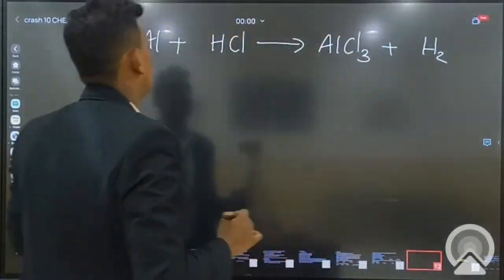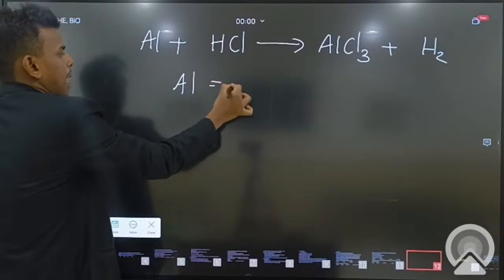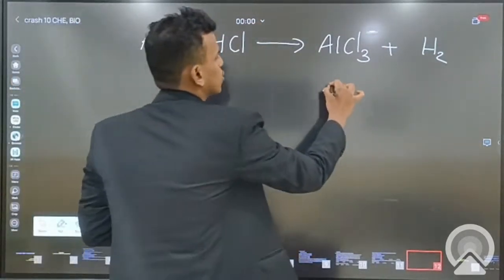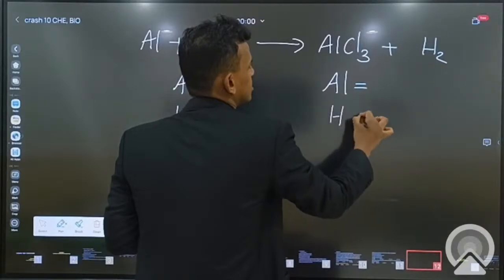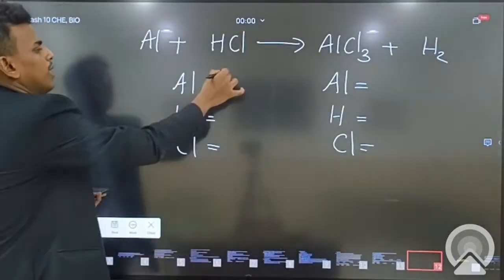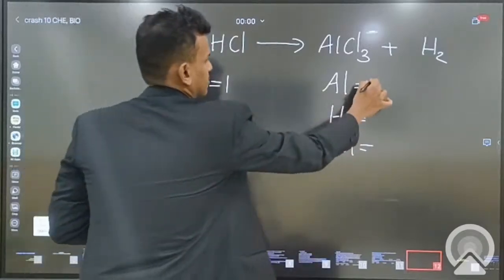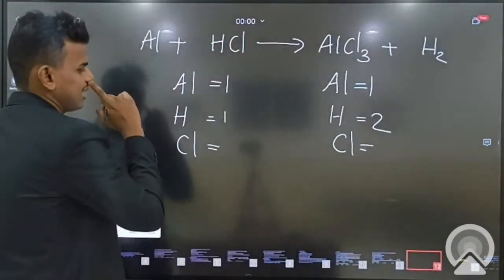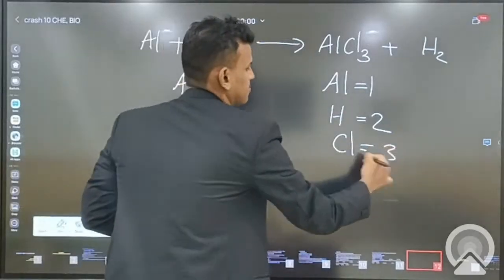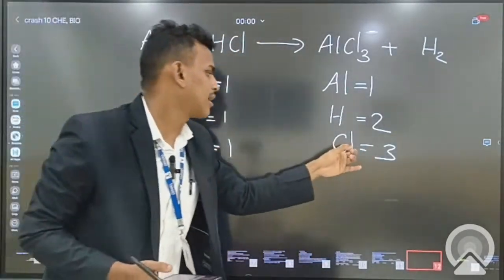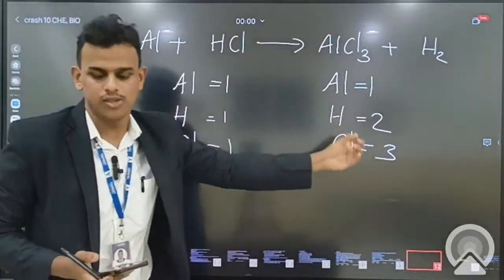Here aluminium is there, hydrogen is there, chlorine is there. Here also aluminium, hydrogen and chlorine are there. How many aluminium? Only one aluminium here, and here also only one. Here you can see one hydrogen, two hydrogen. Here chlorine is 1 and 3. What is the problem here? This is one chlorine, and this is 3 chlorine.